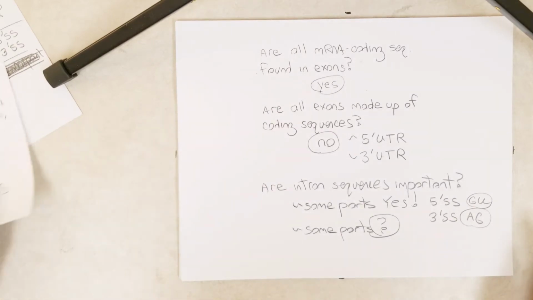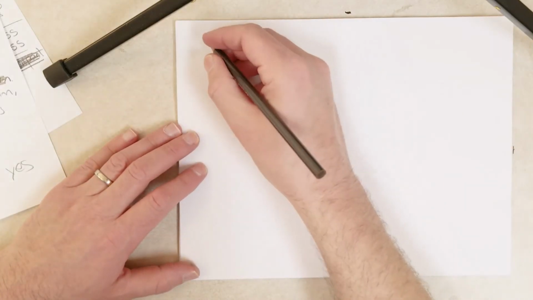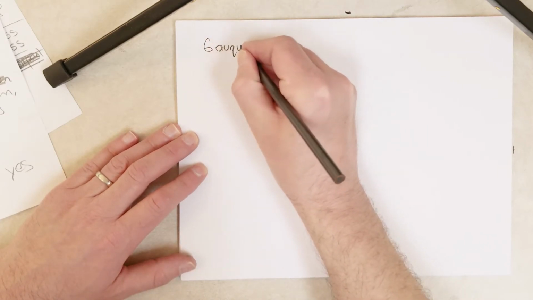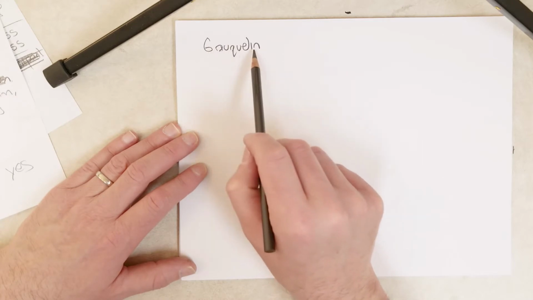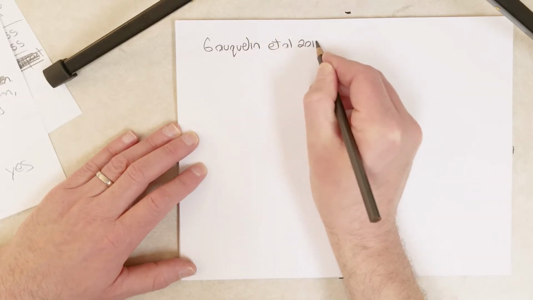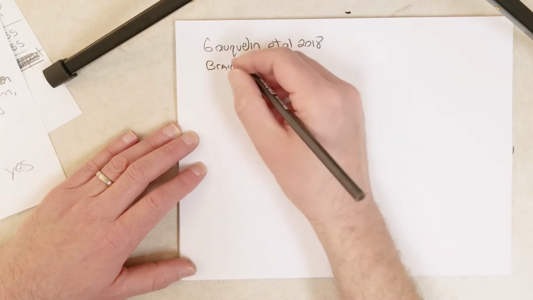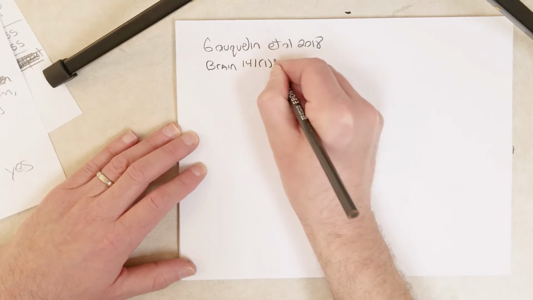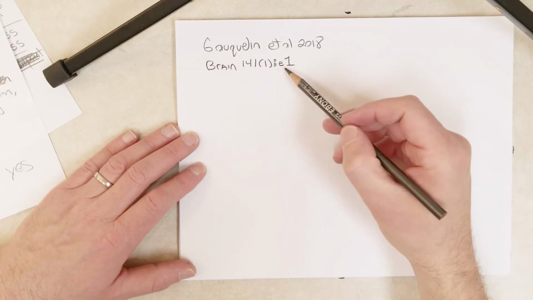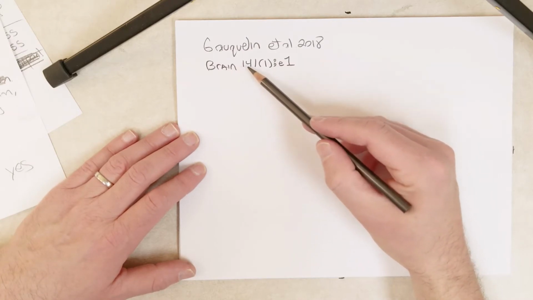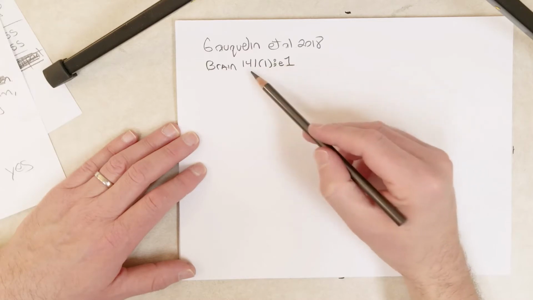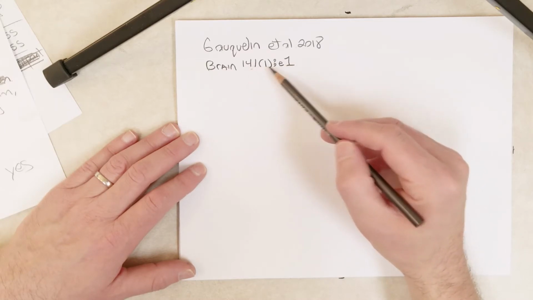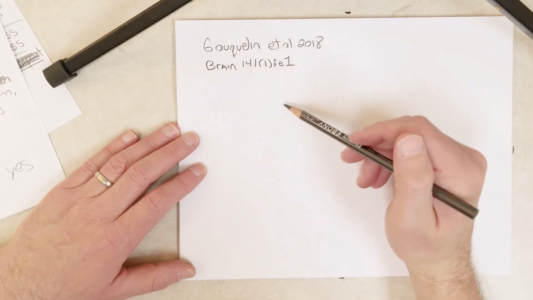But in this video, there is an interesting paper where there's a mutation in an intron and it leads to a genetic disorder. If you wanted to look it up, it should be freely available to ISU students. It's Gauquelin et al., 2018, in the journal Brain, volume 141, number 1. And there's this little E1. It might be an internet-only journal where they don't have an actually printed issue, but this might be the first article in volume 141, issue 1, article E1.